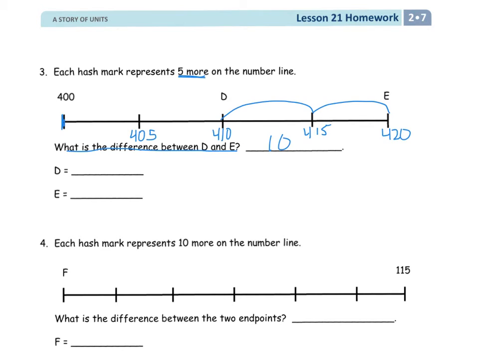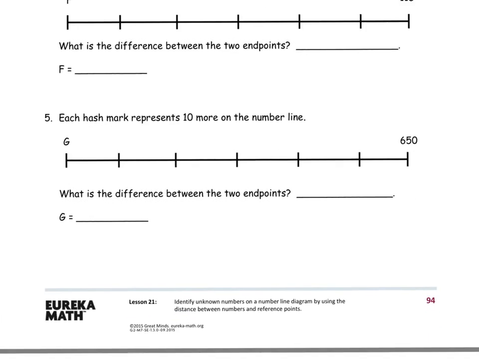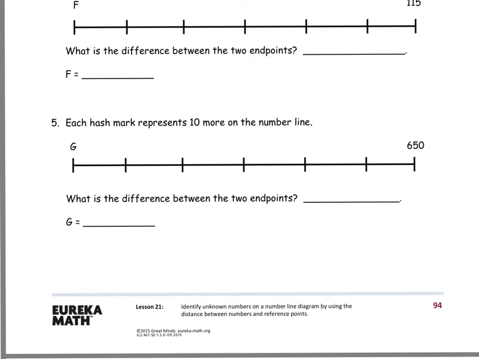So what we'll do now is we'll take a look at D. What is the measurement of D? And we have it right in there, and we know that D is right here, so it's 410. And for E, we already have it labeled at 420. Let's take a look at 5. This will be our last one that we're going to look at. Each hash mark represents 10 more on the number line.